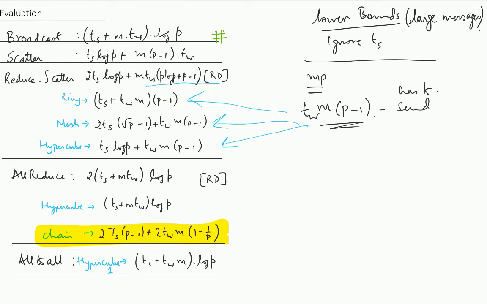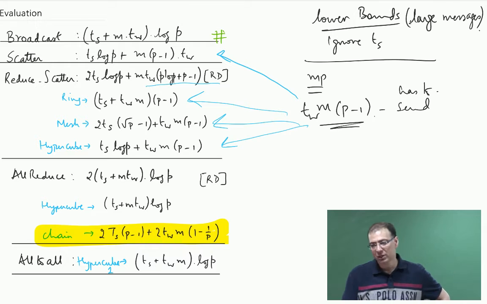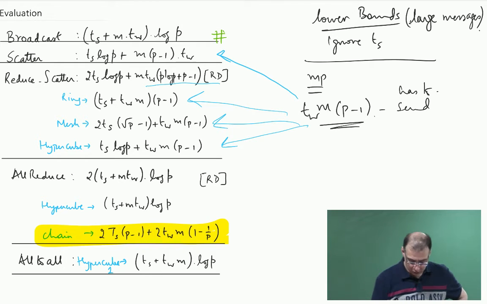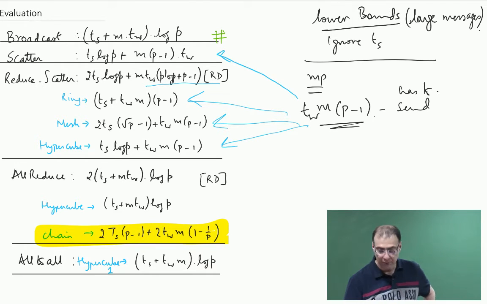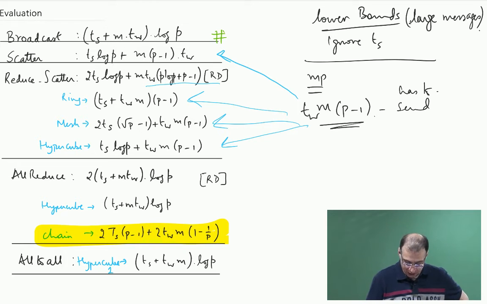What's next? Let's look at scatter. What are we looking at right now, reduce scatter or scatter? The argument is the same for scatter and reduce scatter. You have MP elements and you have to send out M times (P minus 1) elements. So for both scatter and reduce scatter the same lower bound applies, and we have algorithms which are optimal. Remember, this is only for large messages.